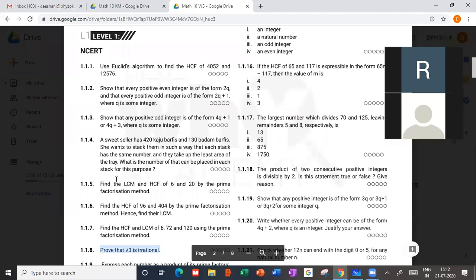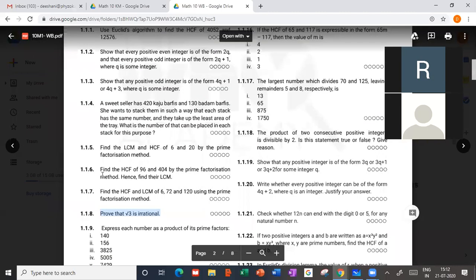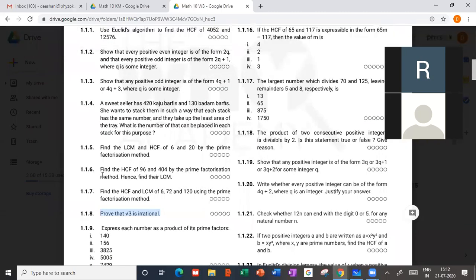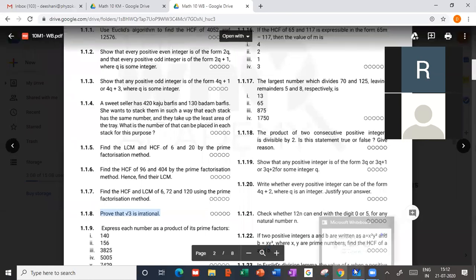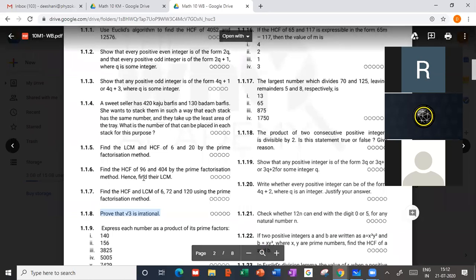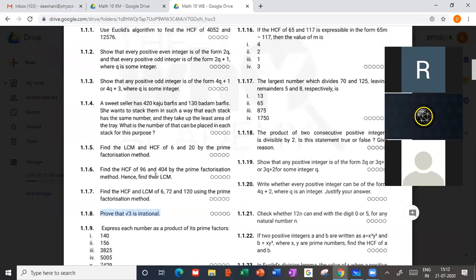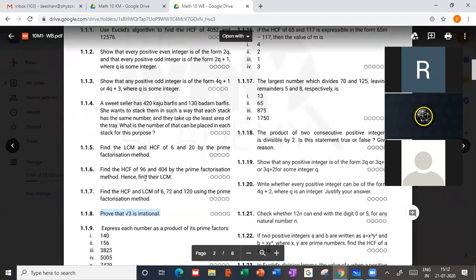So what about this question? Let me just find the HCF of 96 and 404 by the prime factorization method. Hence, find their LCM. So how will you do this? Find the HCF of 96 and 404 by the prime factorization method. Hence, find their LCM.